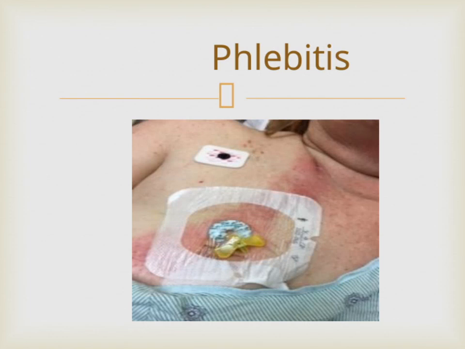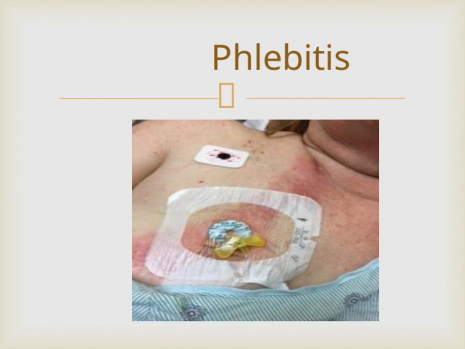Phlebitis is an inflammation of a vein, often related to IV therapy or catheter use. It's important because it can cause discomfort, swelling, redness, and warmth along the vein. Recognizing early signs is crucial to prevent complications. Phlebitis can be caused by mechanical injury from the catheter, chemical irritation from the IV fluids, or infection.